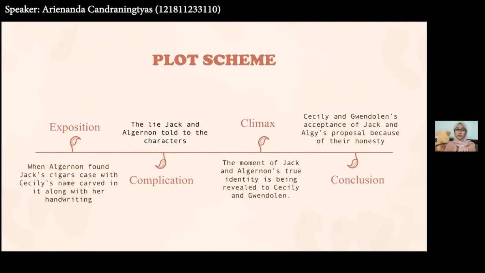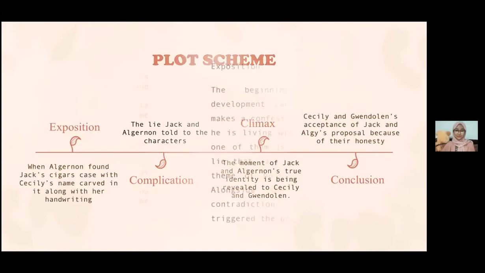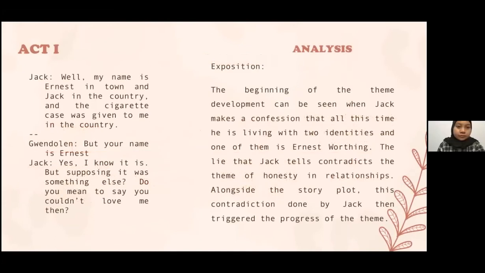And the plot, theme, analysis, and evidence are going to be presented more deeply in the next slides by my group mates. And now we go to Act 1.